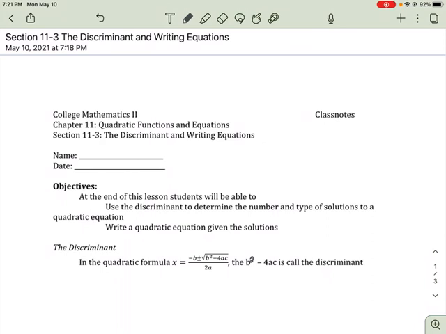And then we're going to write a quadratic given the solutions. We probably could write a polynomial, meaning x to the third or higher. So I know the answers. What's the polynomial that got us there? So let's start with the discriminant.